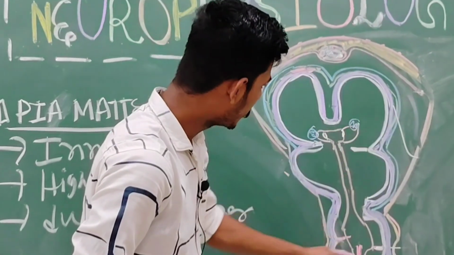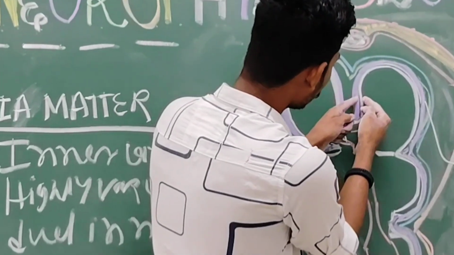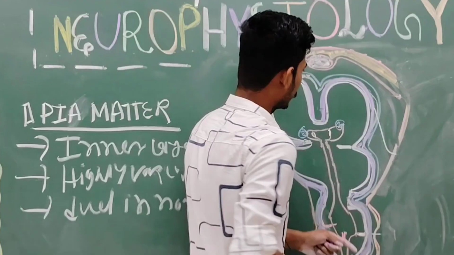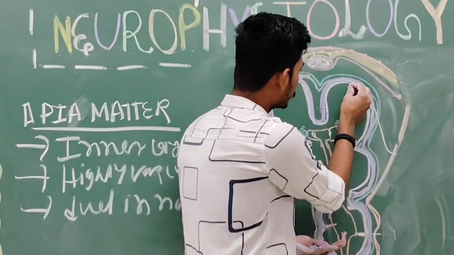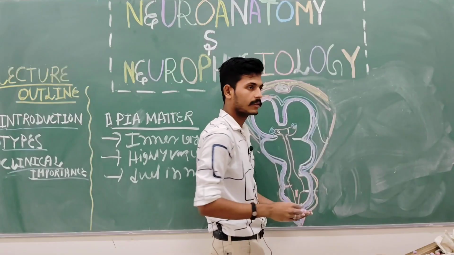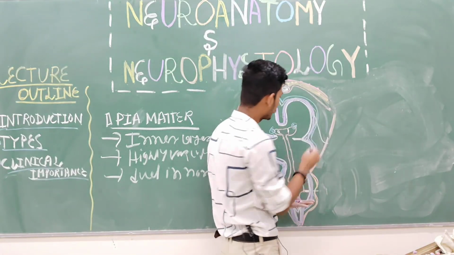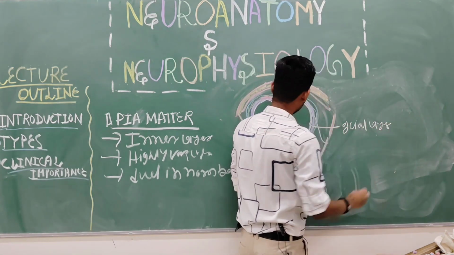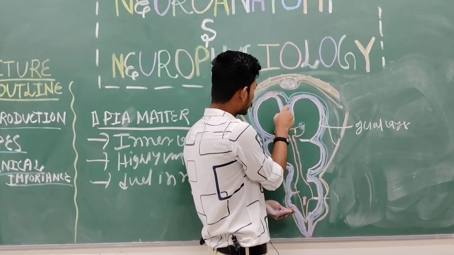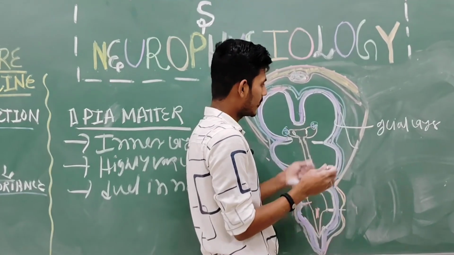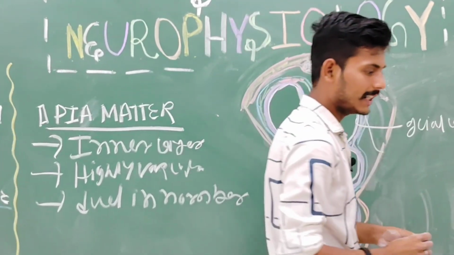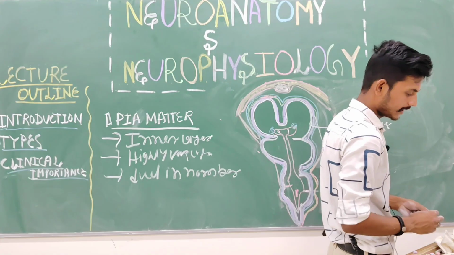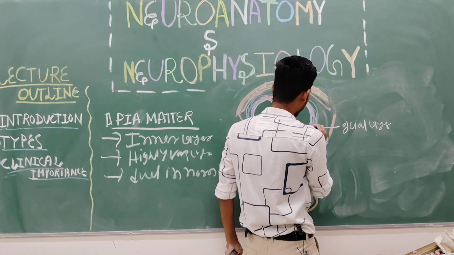Okay, this white one is your brain tissue. The layer of the pia mater which is touching this brain tissue, that's your glial layer, the glial tissue layer. Understood? Now, this glial tissue layer and the first layer of the meninges are very much attached, and this first layer is called the epipial layer.